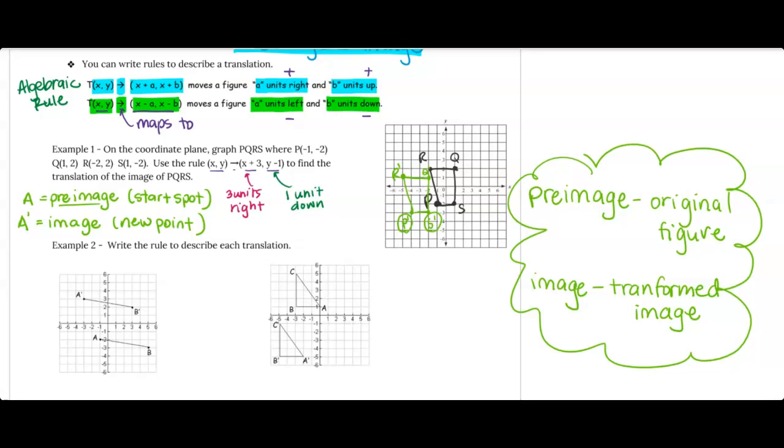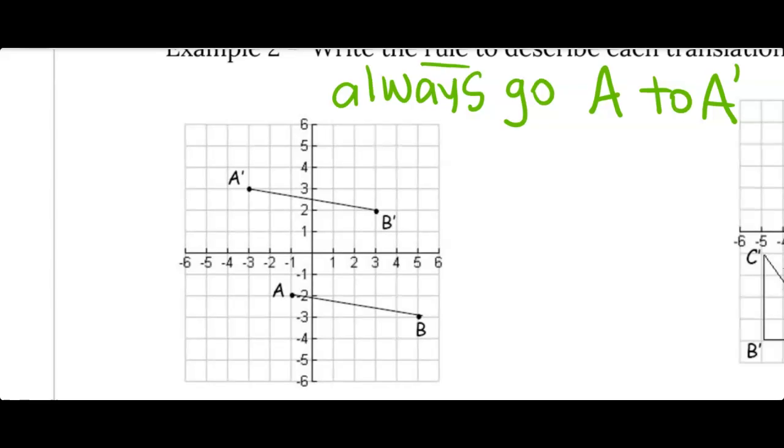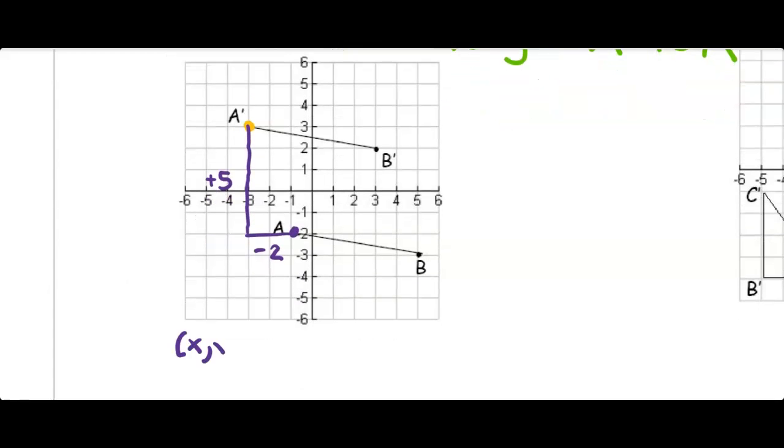So whenever we want to write a rule, you always want to go from your pre-image to your image. So you'll always go A to A prime. So you'll always start with the A and end at the prime. So when we look at this example here, I'm going from A to finish at A prime. So I need to go 2 units to the left, so that's minus 2. And then I need to go 1, 2, 3, 4, 5 units up, so that's plus 5. So to write my rule, I would write that xy is going to map to x minus 2, y plus 5. This is affecting the x, and then the up is affecting the y.